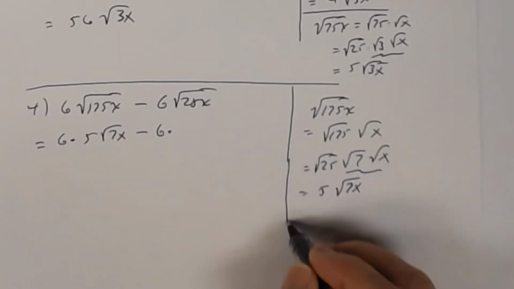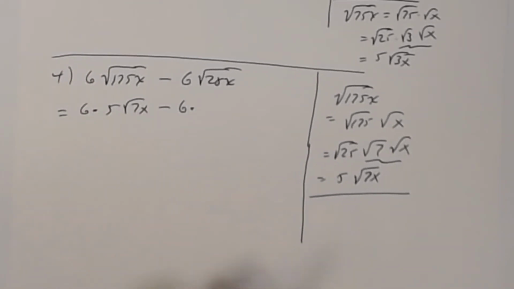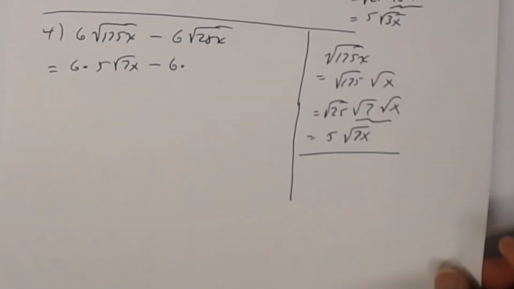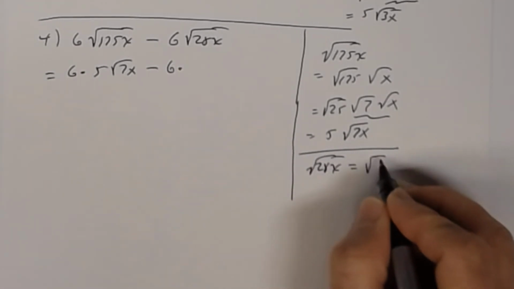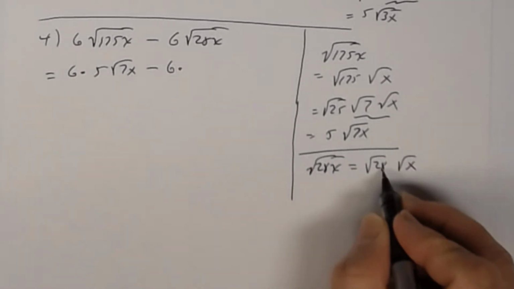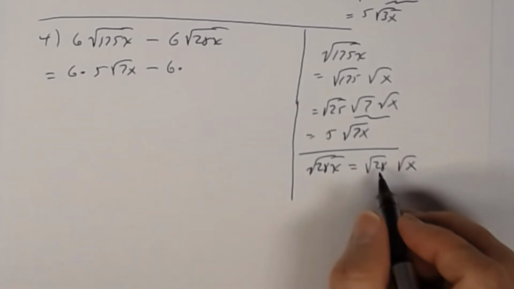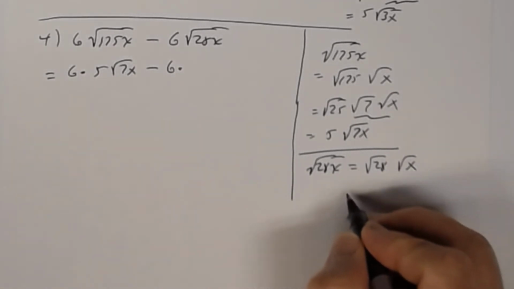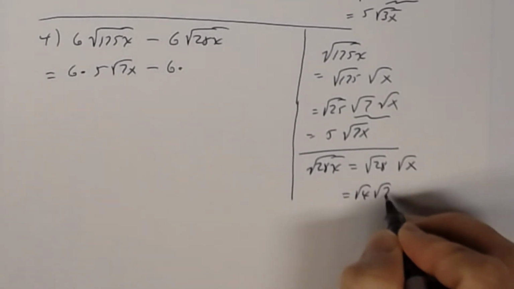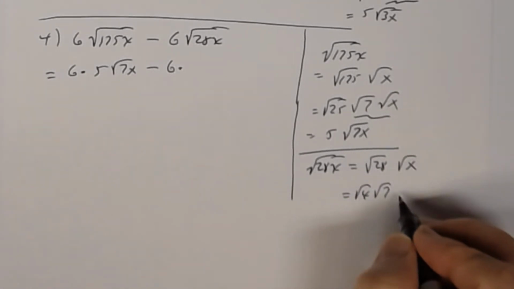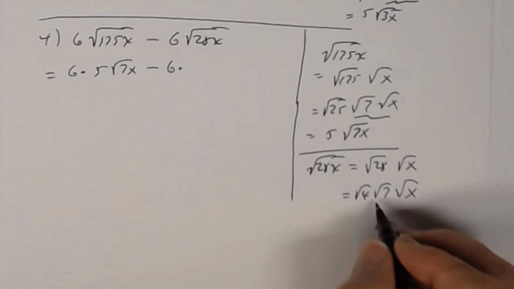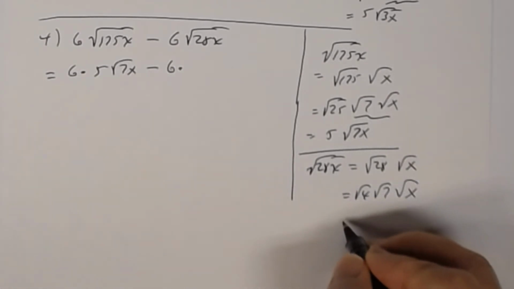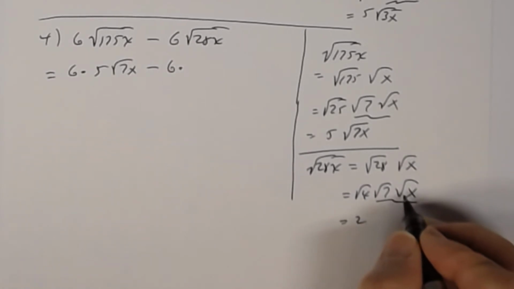So the square root of 28x, I know I can write as the square root of 28 times the square root of x. The largest perfect square that goes into 28 is 4. So I get the square root of 4 times the square root of 7. So that's square root of 28, 4 times 7 is 28, times the square root of x. All right, so I have those three factors multiplied together. I can simplify the square root of 4. That's 2.